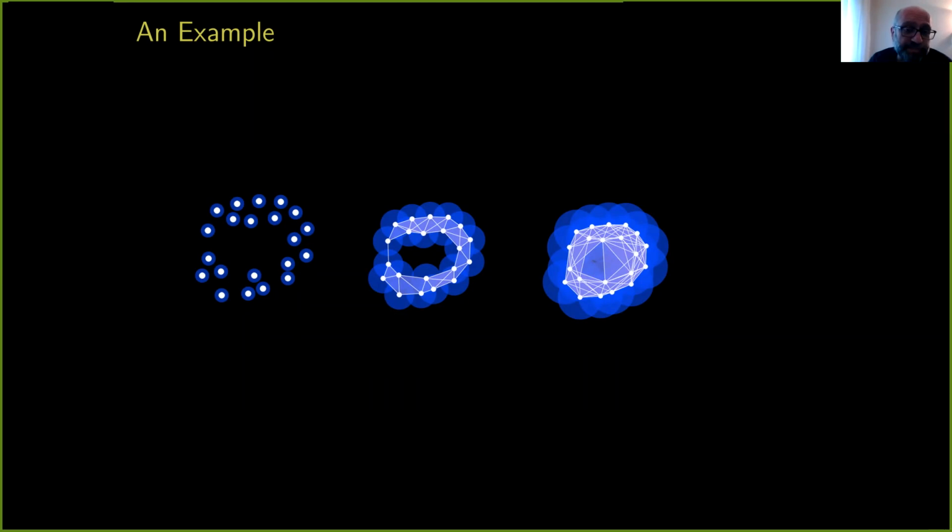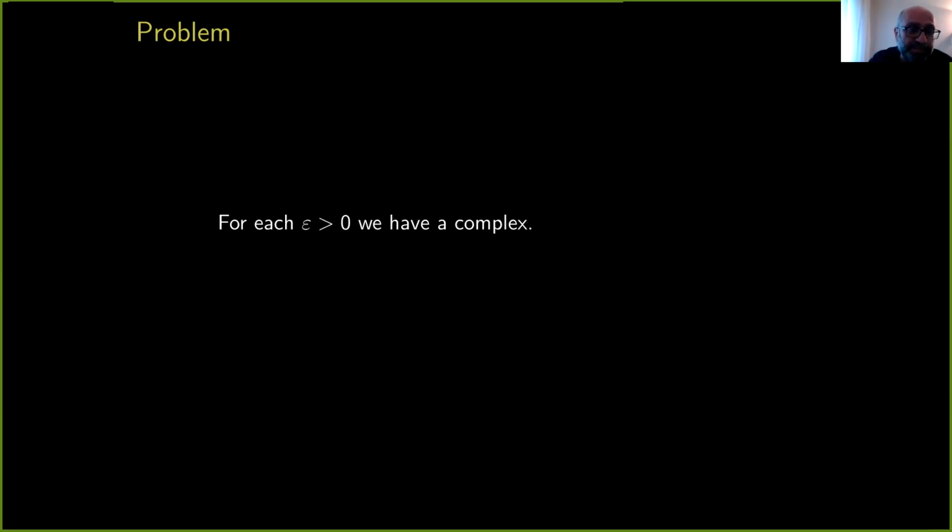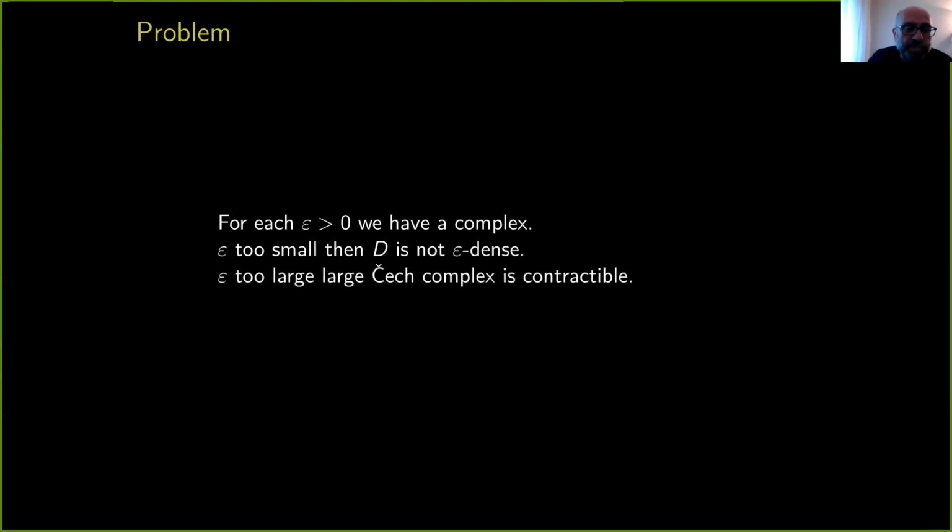The second question is, how do we choose this epsilon? Since there is no universal epsilon, maybe there is a good way of deciding which epsilon I'm going to choose. Since this depends on epsilon, I should be able to make this computation with respect to epsilon. There's going to be some sort of filtration. Now, you see from here, there's a big problem. If epsilon is small, then D is not epsilon dense, and I'm not getting the right topological invariance. If epsilon is too large, then the Čech or Rips complex is going to be contractible.